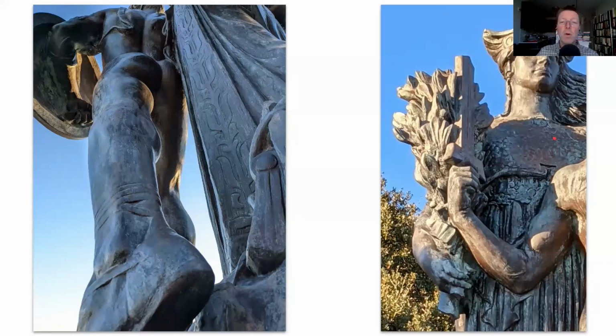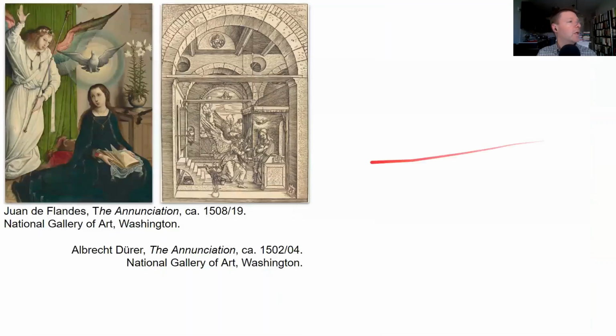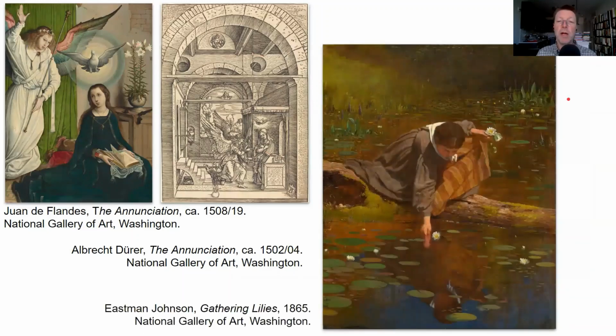But what I think we're seeing here is a migration of the reference to martyrs lilies of European art, which in the 1860s rushes into American art in paintings such as Eastman Johnson's Gathering Lilies, which is a kind of memorial to those lost in the Civil War.